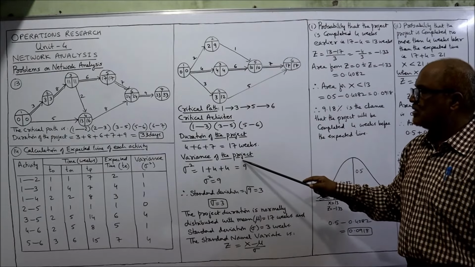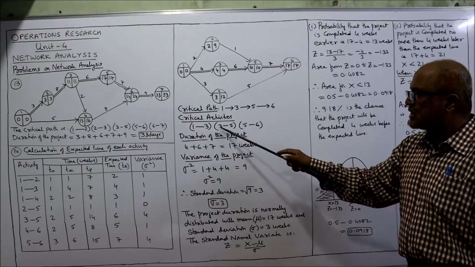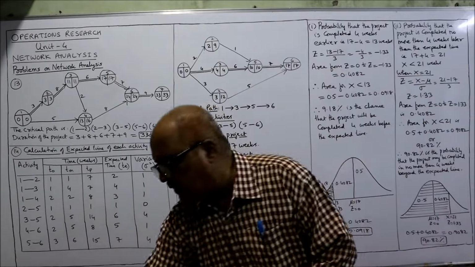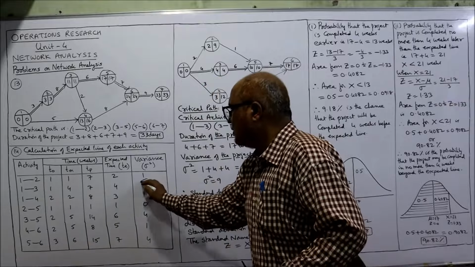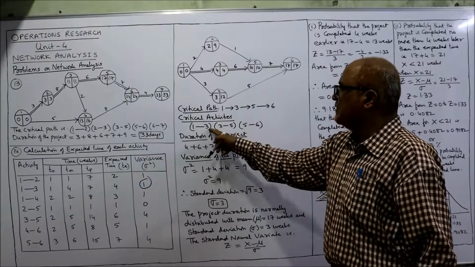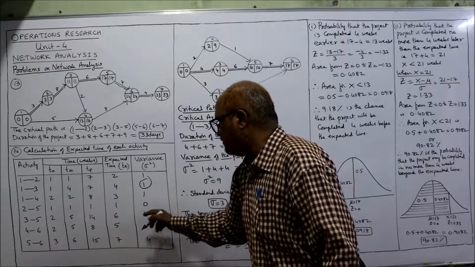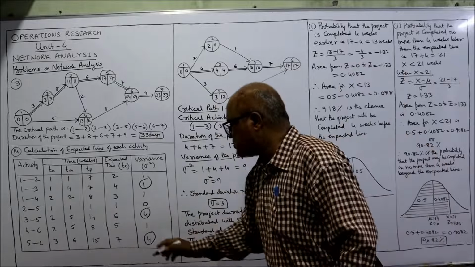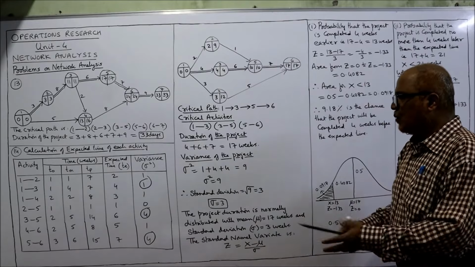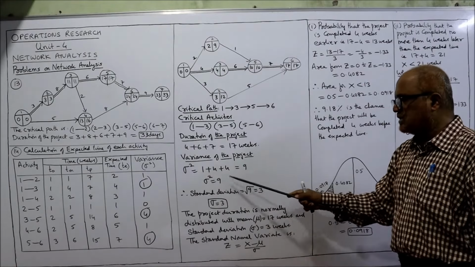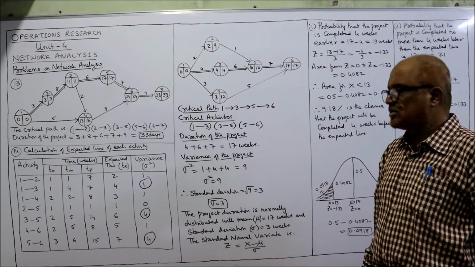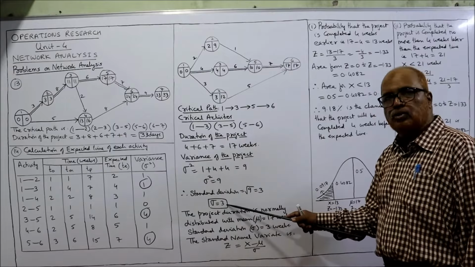Variance of the project: take the variances of these critical activities. 1 to 3 critical activity variance is 1. Then 3 to 5 is 4. And 5 to 6 is 4. Add up: 1 plus 4 plus 4, 9 is the variance. If you want standard deviation, root the variance. Root 9 is equal to 3.